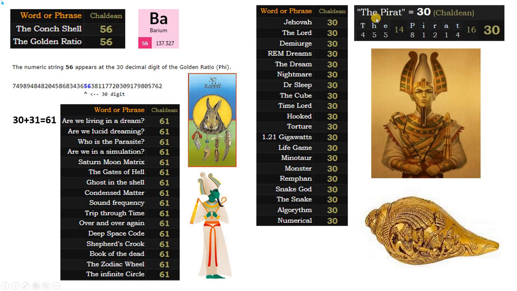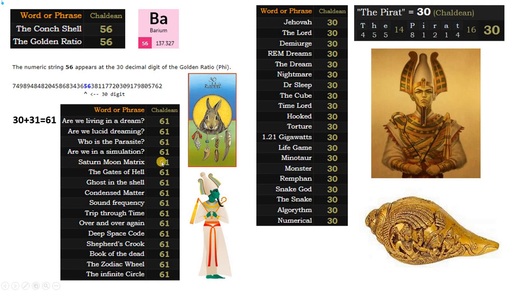So now when you add up 30 and 31, because 56 is found at the 30th digit, but it also occupies the 31st digit, when you add up those two numbers, you get 61. And we have the following expressions with 61 in Chaldean. Are we living in a dream? Are we lucid dreaming? Who is the parasite? So you see we have this notion of pirate and now the notion of the parasite. And we saw the parasite in Doctor Who. Are we in a simulation? And we saw that we are.